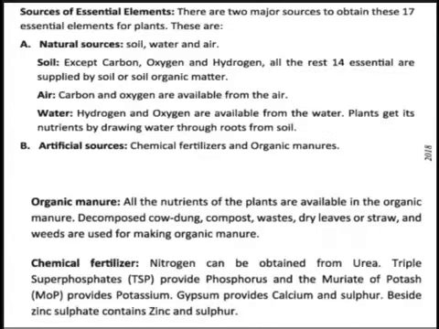So, source of essential elements. There are two major sources to obtain these 17 essential elements for plants.